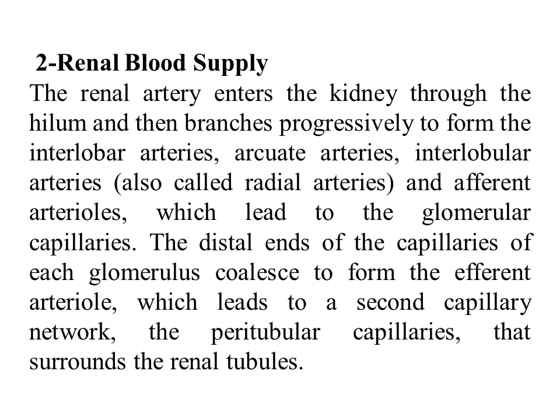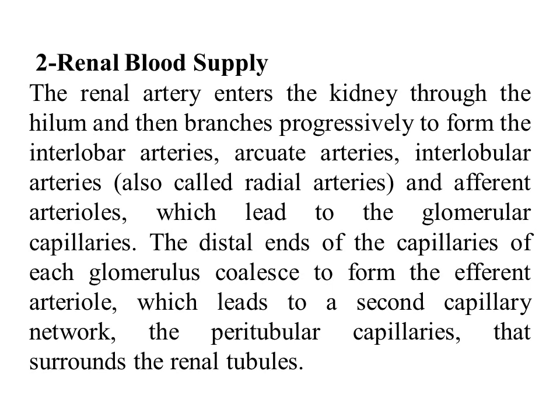Now we will talk about the renal blood supply. The renal artery will enter the kidney through the hilum, and then it will branch progressively to form the interlobar arteries, then arcuate arteries, then interlobular arteries, and then give us the afferent arteriole.